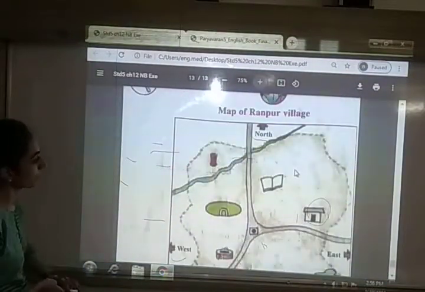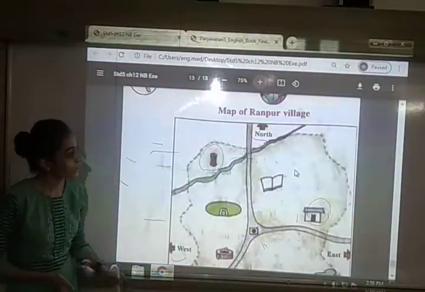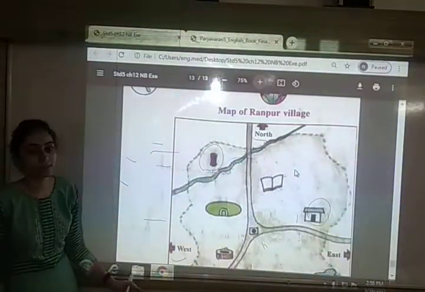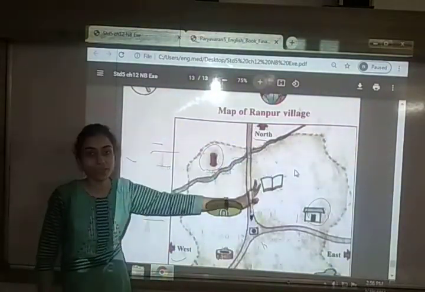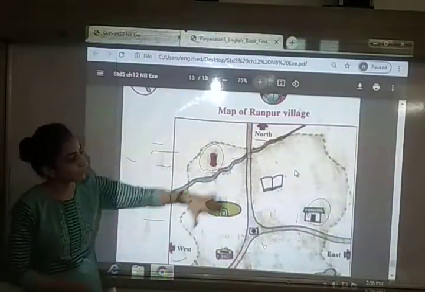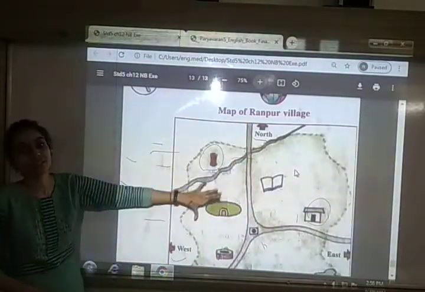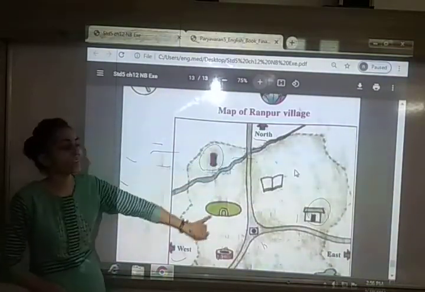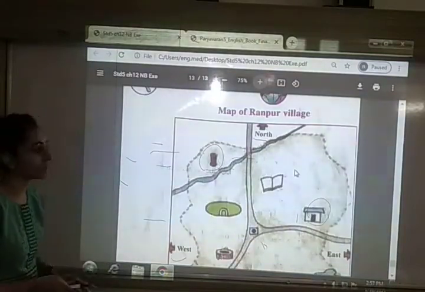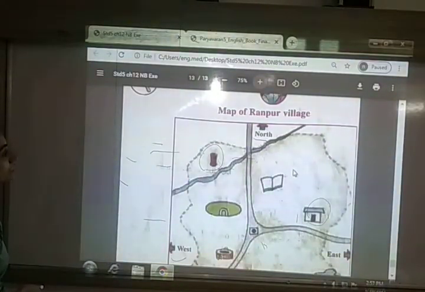This is the symbol of the post box. Here you can see that this direction is north and this direction is west. The post box is not exactly over here, it is slightly over here. So we can say that it is between north and west. So it is located in the northwest direction. That is the position of the post box in Ranpur village. So your answer is northwest direction.